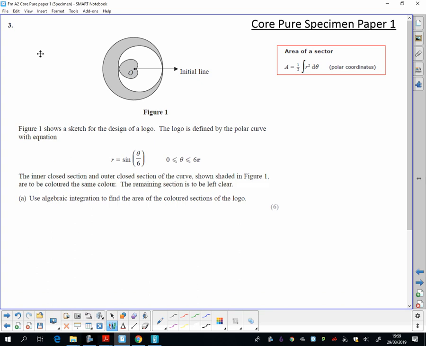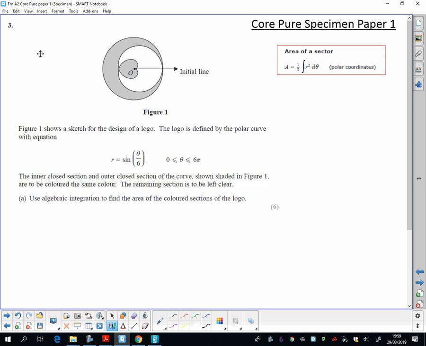Right, the actual integration of this question was fairly straightforward. It was the thinking about how to get started and what's going on that made this a bit more complicated. Now, you've got this shape in polar coordinates, and you first of all need to work out which areas we actually need and what's going on with the curve.